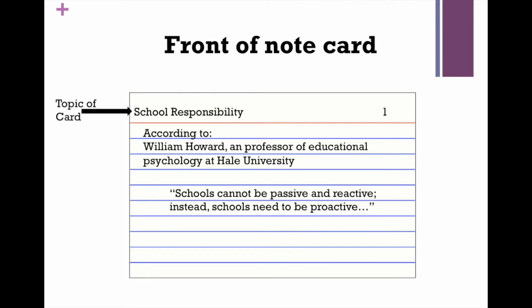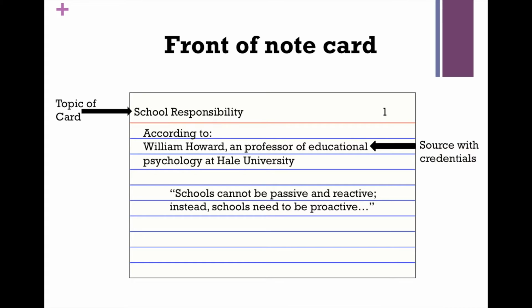First comes the topic of the card. This tells us what kind of information we can find on the card and makes it easier to organize them with similar cards later. Here the topic is school responsibility, so we know the topic of the card has to do with schools being responsible for something.